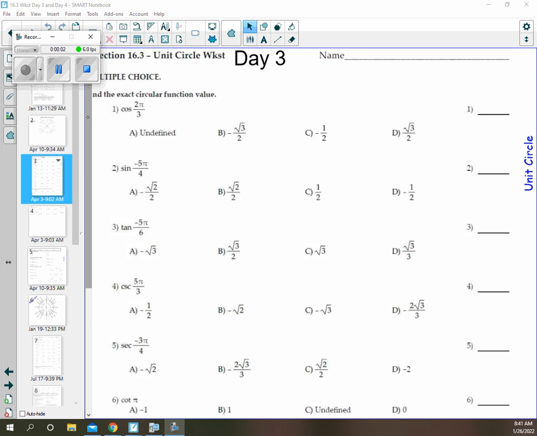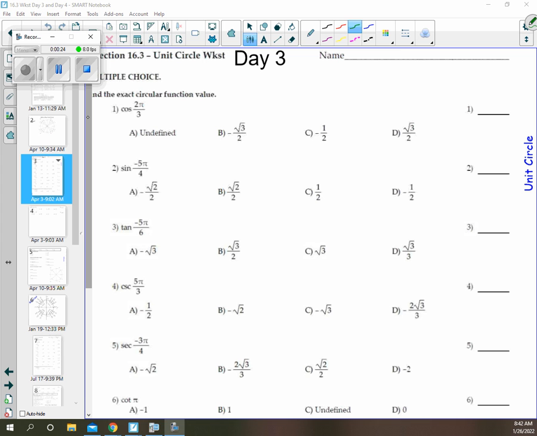All right, so this is 16.3, day 3. We're going to do a lot of practicing using our unit circle and making sure we have all the values that we need. A lot of this is just being able to identify, again, those two questions. Where am I? What quadrant am I in? So I know the sign of my answer. And then my reference angle. So which triangle is it? Is it a 30, 60, 90 or a 45, 45, 90?